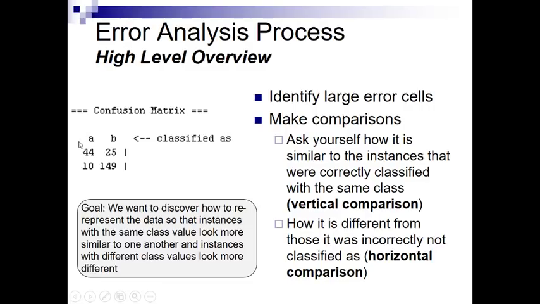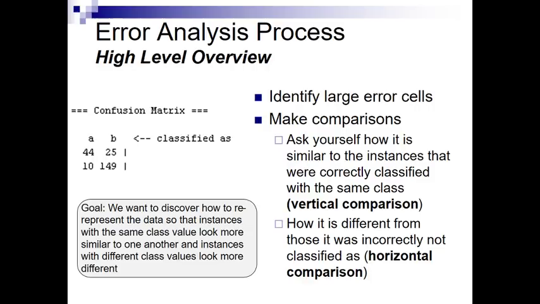So this upper left-hand number is those instances that were hand labeled as A and the classifier classified them as A. So these were correctly classified. But the 25 were hand labeled as A, but they were classified as B. So they were incorrectly classified. This 149 are instances that are actually B, so they were hand labeled as B and they were classified as B, so they were correctly classified. But these 10 were hand labeled as B but classified as A, so they were incorrectly classified. We call these downward diagonal cells the correct classification cells, and all of the other cells we refer to as off diagonal or error cells.